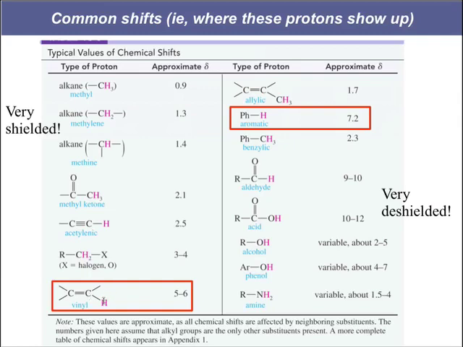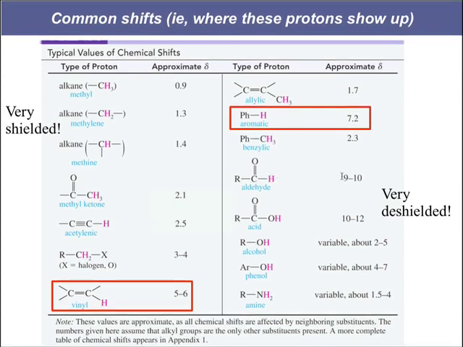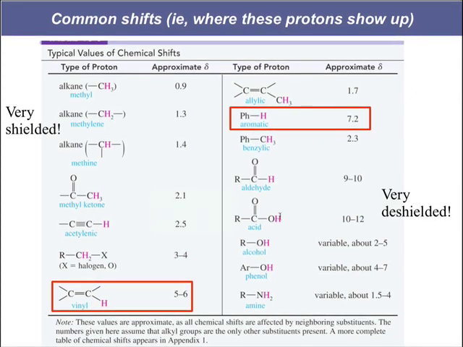Vinyl hydrogens shift 5 to 6. Allylic hydrogens shift 1.7. Aromatic hydrogens that are, say, hydrogens on a phenyl ring or on a benzene ring shift to 7.2. If they are benzylic, if they are on a carbon that is attached to a benzene ring, they're benzylic on the benzylic position, they shift to 2.3. Aldehyde hydrogens are 9 to 10. Carboxylic acid hydrogen is 10 to 12.